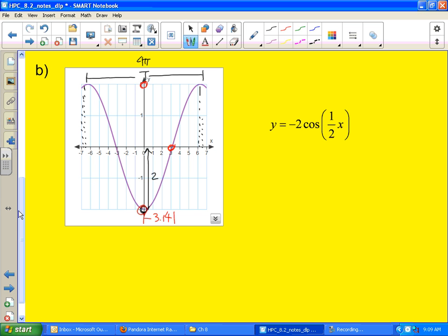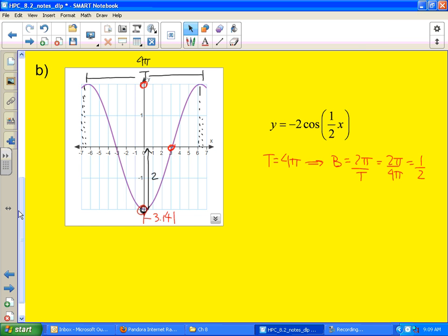Forgot to convert my 4 pi. So remember, our period is 4 pi, so our B is 2 pi divided by our period. So we have 2 pi over 4 pi, which is where the 1/2 is coming from. So remember, take that period and convert it to your B value.